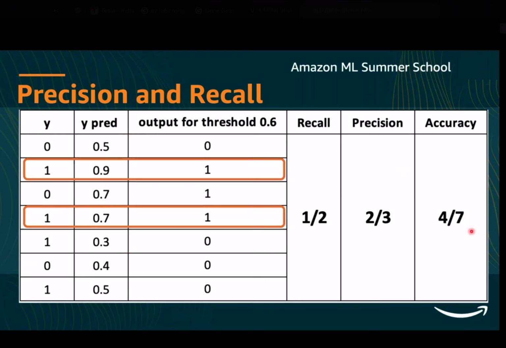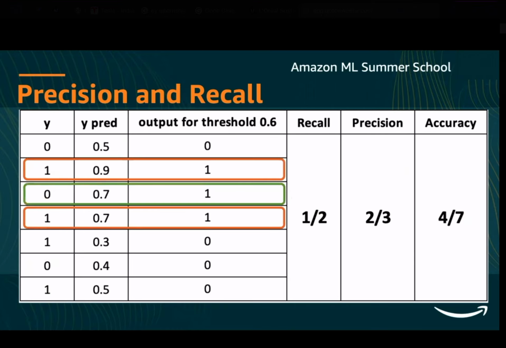Now let's compute recall, right? What does recall say? Recall says that it is true positive to the total number of positive cases, right? The true positive cases are only these 2, right? And the total positive cases are these 4, right? Total actual positive cases. So the recall would be 2 by 4, which is 1 by 2.